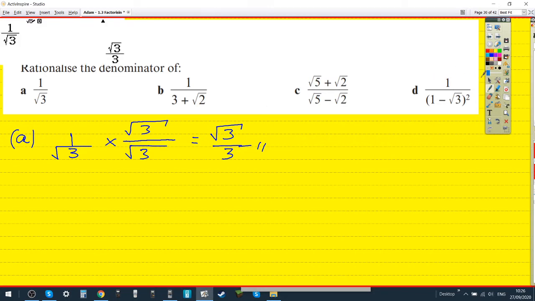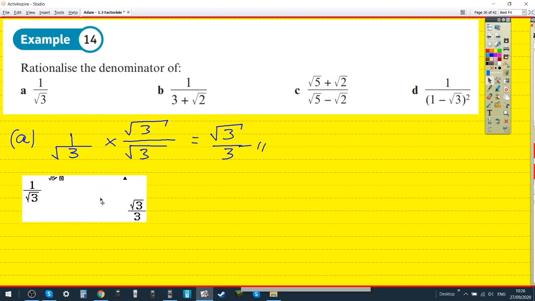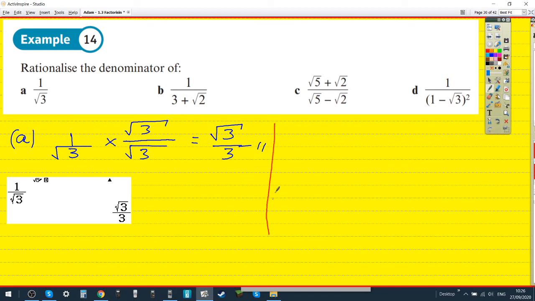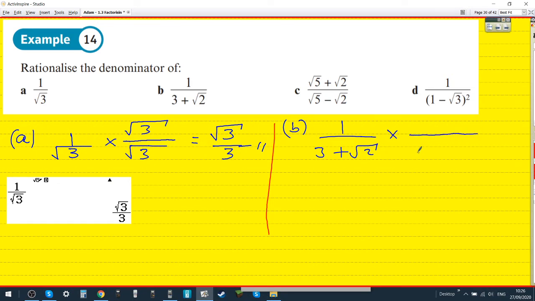How would you do part B? Would you times it by root 2, the denominator? You're able to do that, but it's slightly different. What will work is 3 plus root 2 multiplied by the difference of two squares, it's called. You have to multiply it by 3 minus root 2.